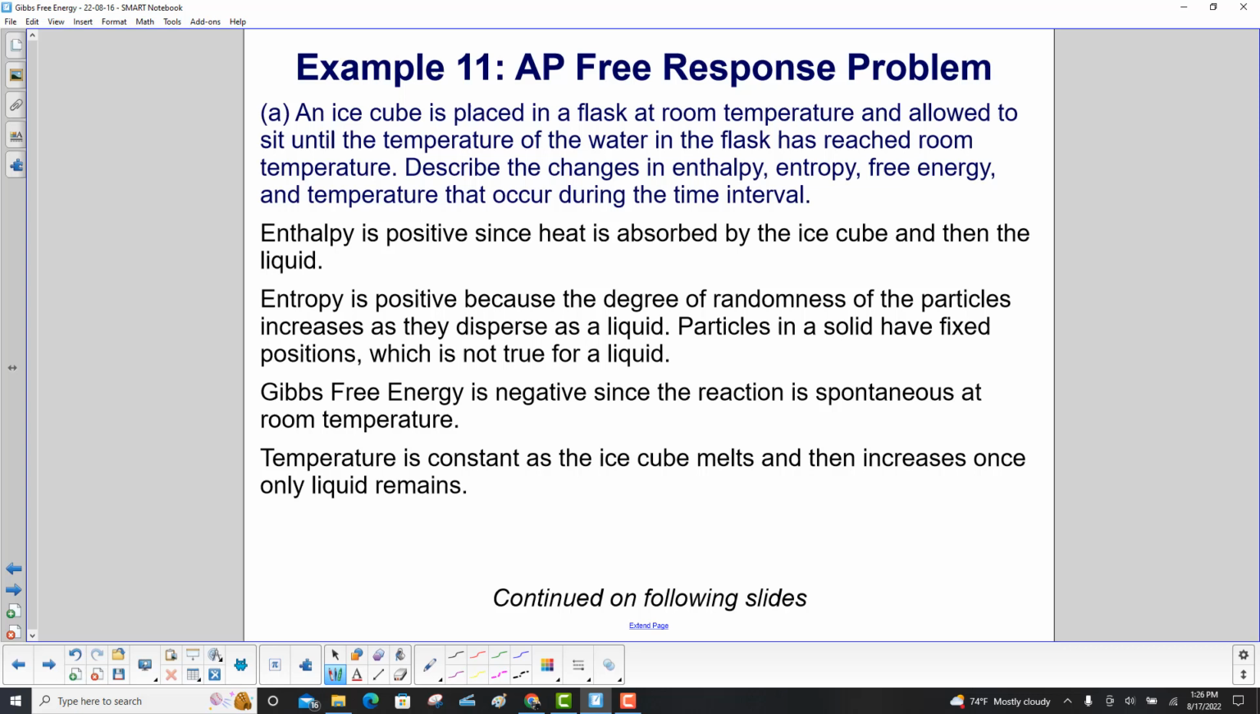And finally, and this is a little tricky maybe, the temperature stays constant as the ice cube melts and then increases once only liquid remains.